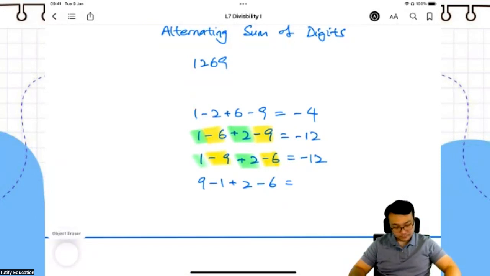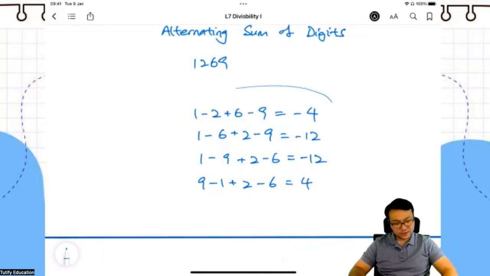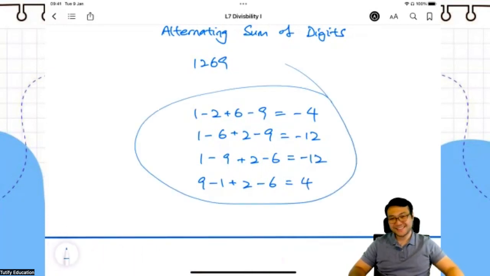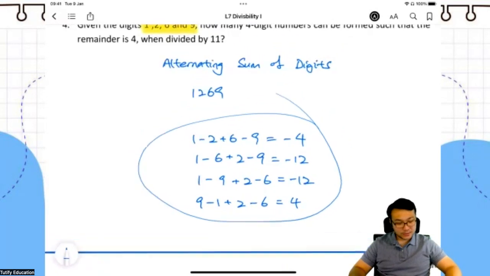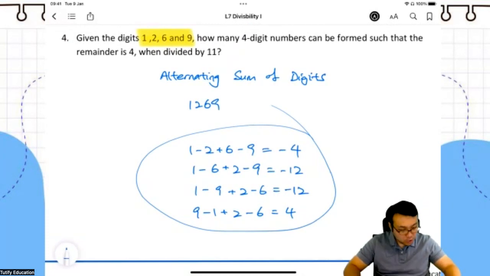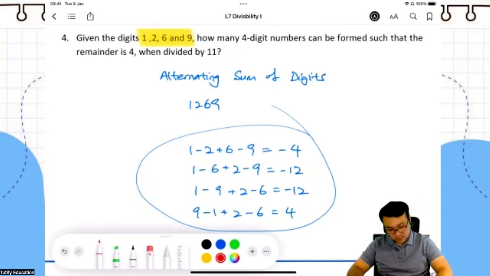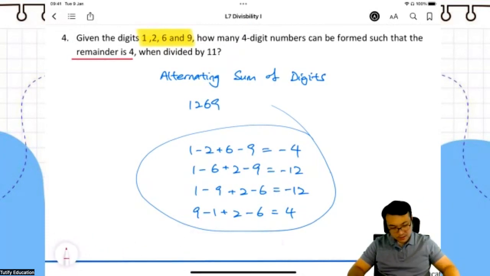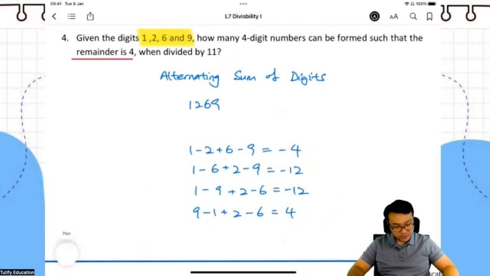This is 4. Yes, positive 4. Well done. So actually, you know what? None of them are divisible by 11, right? But are we trying to find something that's divisible by 11? No. Oh, the remainder is 4 then. Yes, the remainder is 4. Okay, so which of these do I want to use, negative 4 or positive 4? Positive 4.